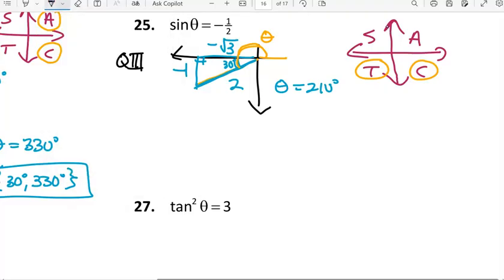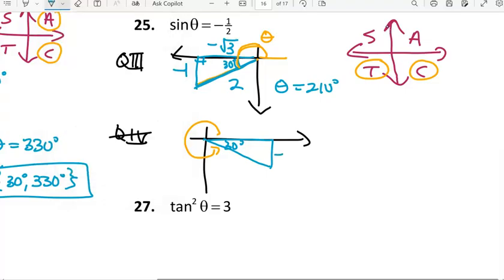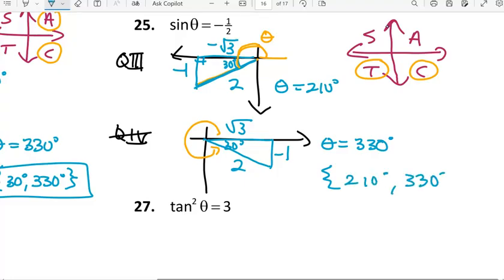Now let's draw a quadrant 4 picture. In quadrant 4, we're going to have the exact same reference triangle with a 30-degree angle. Because our opposite side will still be -1 and our hypotenuse 2, this time the adjacent side is positive square root of 3. So this time, you notice that the angle theta and 30 degrees form together a 360-degree rotation. So 360 minus 30 is 330. So our two solutions are 210 and 330.